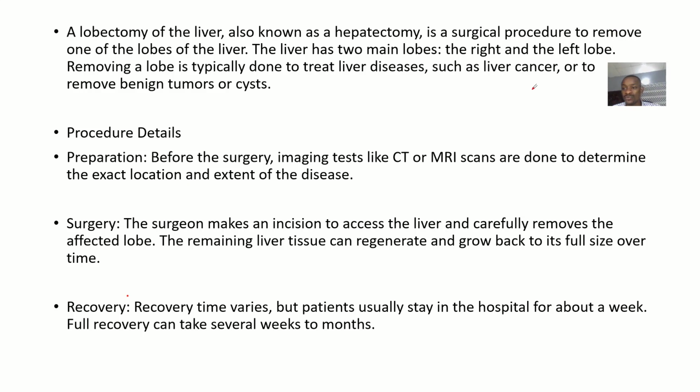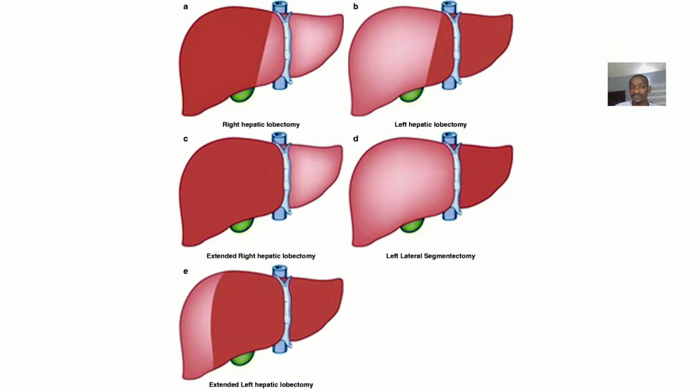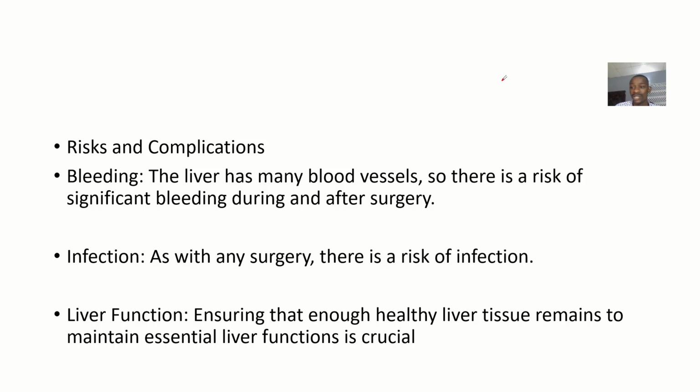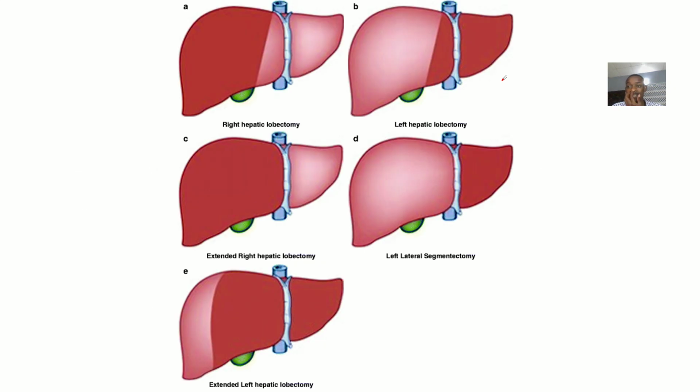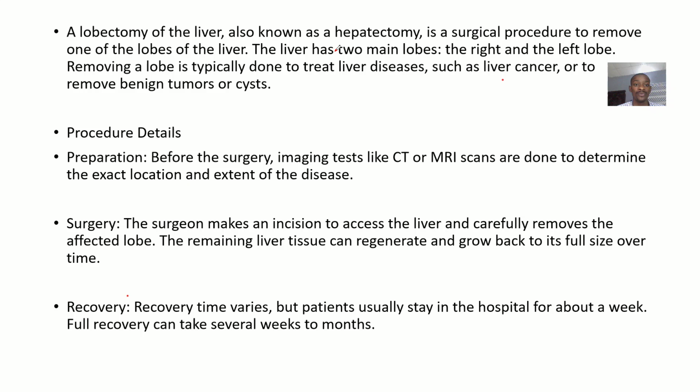We'll have the overview, look at the procedure, and look at the risks and complications of this surgery. As simple as it is. So lobectomy of the liver is also known as hepatectomy, but I would like you to say partial hepatectomy, because you're not removing the whole of the liver, you're just removing one lobe. So it's a surgical procedure to remove one of the lobes of the liver.